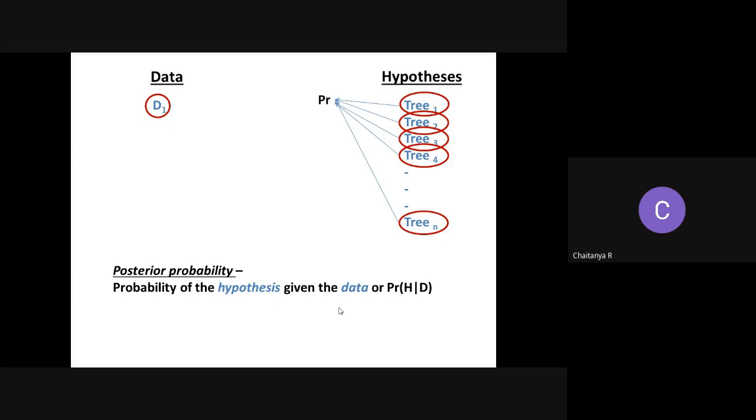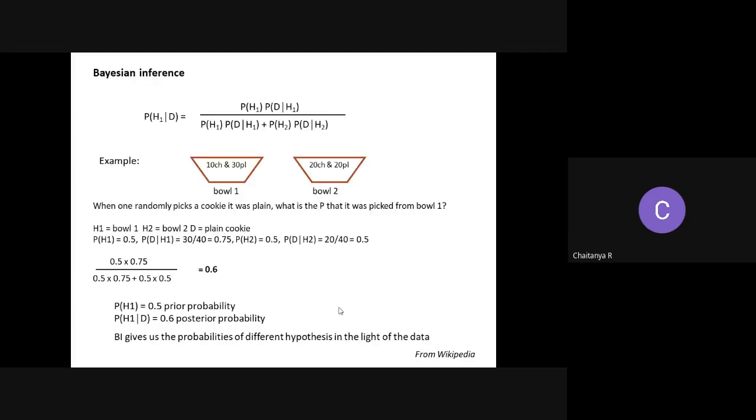So let me move on to the next slide. Don't get freaked out by that equation on top. We'll just break it down and then you'll understand it very clearly, though it looks a little intimidating.